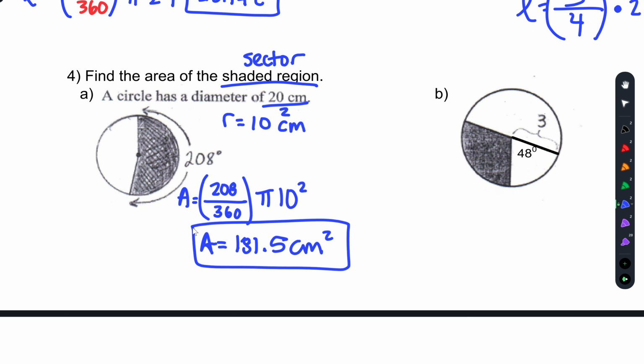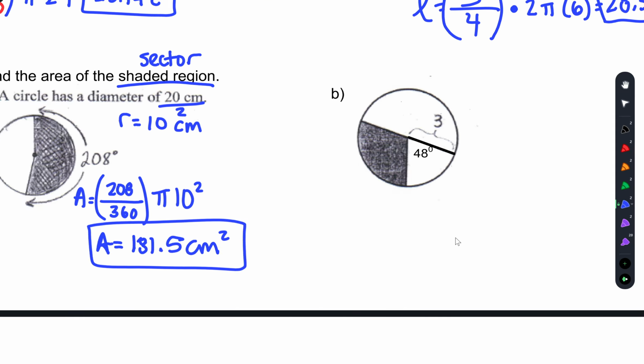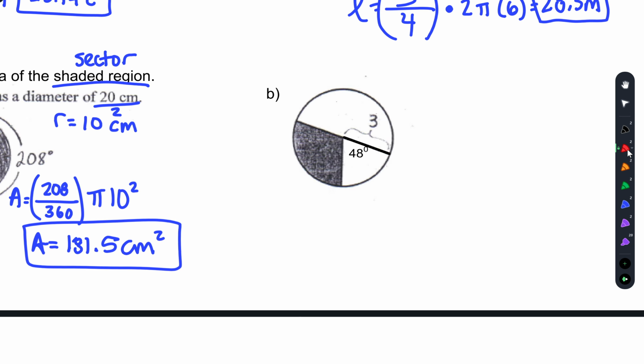Good? Okay. What about this other one? What portion of my circle am I looking at? That shaded region is what fraction? Doesn't have to be simplified. Just tell me what fraction I'm looking at. How do I figure it out? Caitlin?